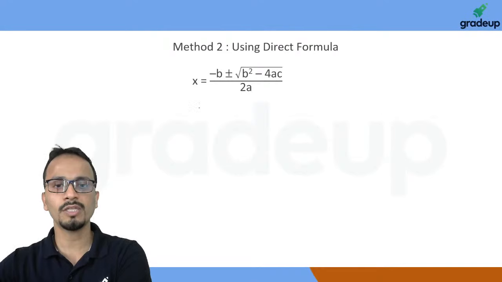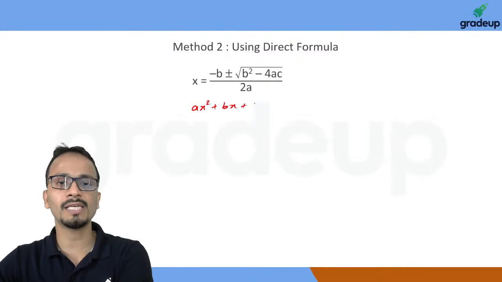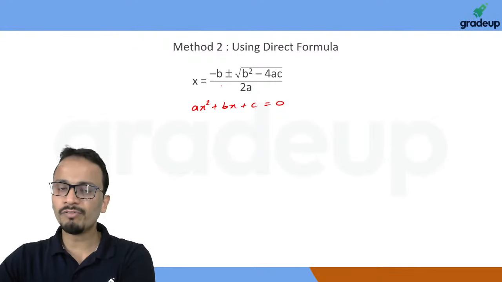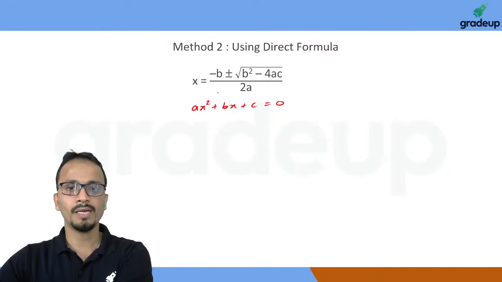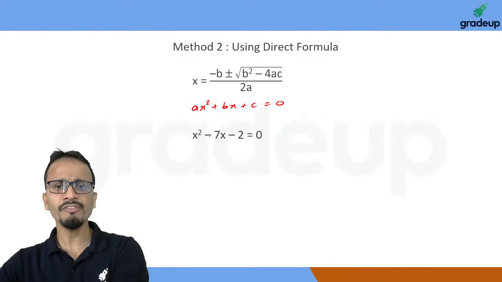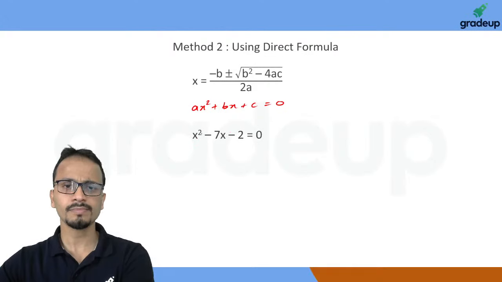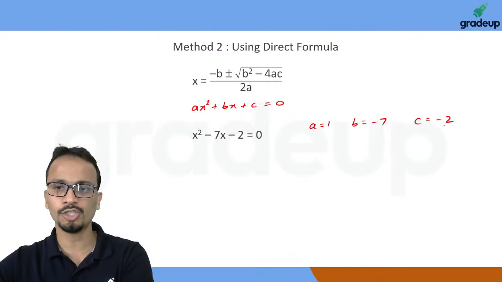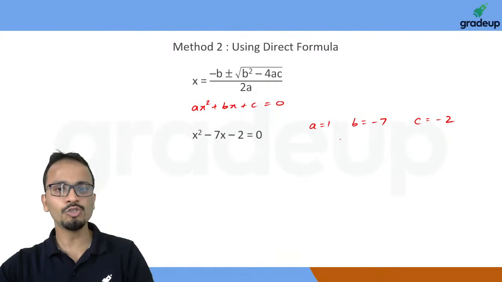If the quadratic equation is ax square plus bx plus c equal to 0, I can use the given formula to directly find the values of x. The formula is x equals minus b plus minus under root b square minus 4ac upon 2a. If I look at this equation, the value of a is 1, the value of b is minus 7, and the value of c is minus 2. These are the values of a, b, and c.